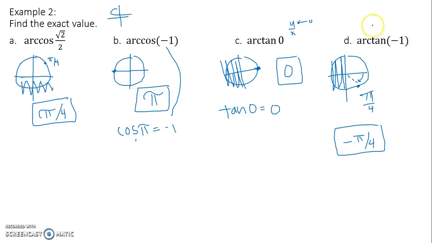And again, you could always check it by doing tangent of negative pi over 4 in your calculator or on your unit circle if you need to, and you should get -1 as your answer.